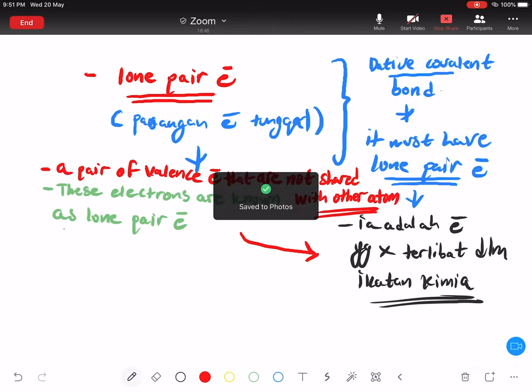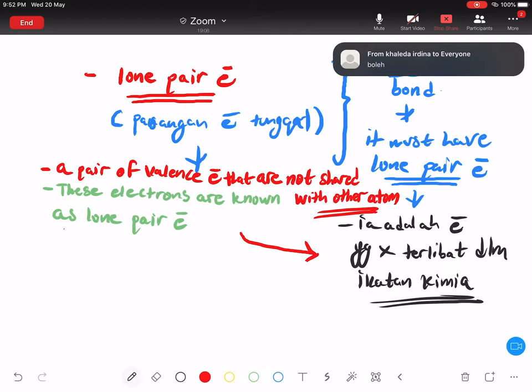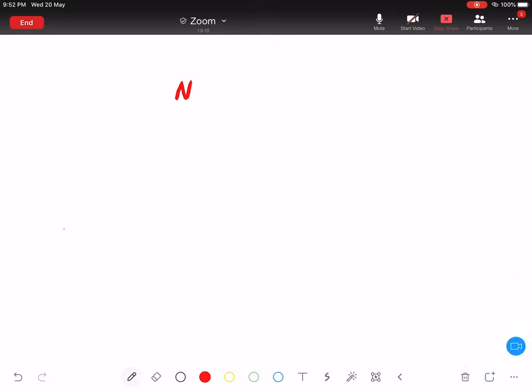Mari saya tunjuk. Mari saya bagi satu contoh eh. Saya padam ini boleh? Okay, clear. Jadikan, guys, korang ingat tak NH3 yang saya ajar semalam? Macam mana nak lukis? Dia ada N, kan? Dia ada berapa valence electron? 5, ya? 1, 2, 3, 4, 5. Berapa hydrogen? 3. Then you have 3 hydrogen. And of course, you make a bond.